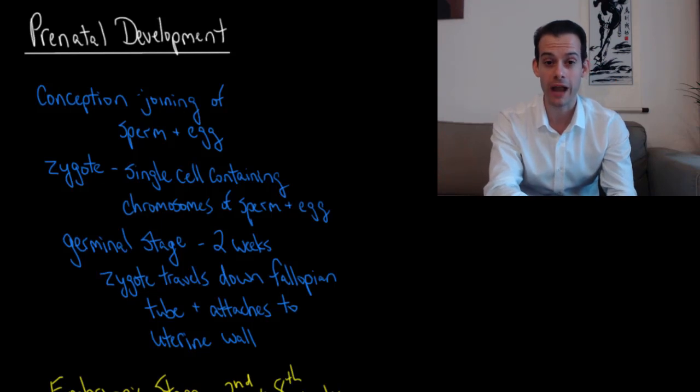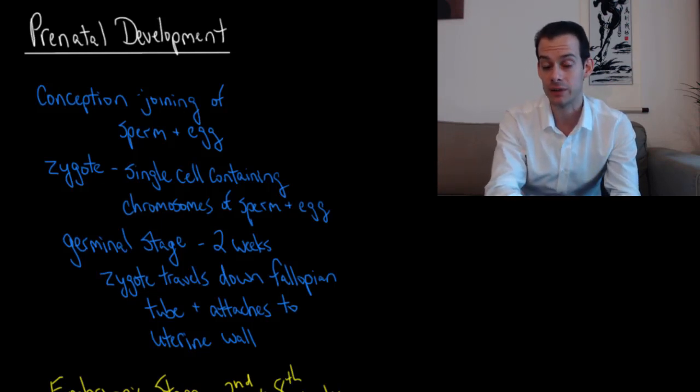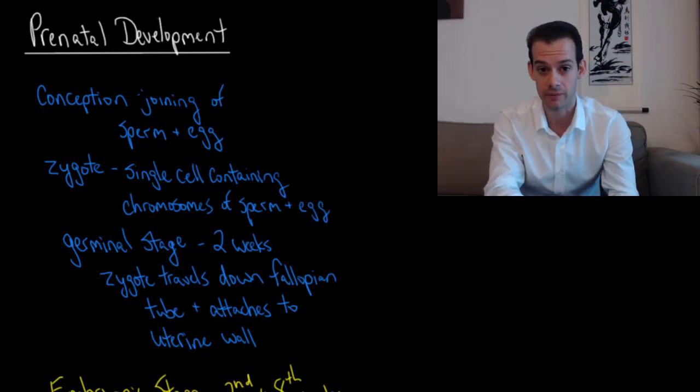In this video, we're going to look at prenatal development, or development that occurs before birth. And we're going to start at the very beginning, with conception. This is the joining of a sperm cell, which is the smallest single human cell, and an egg cell, which is the largest single human cell. And these join together to form what's called a zygote.